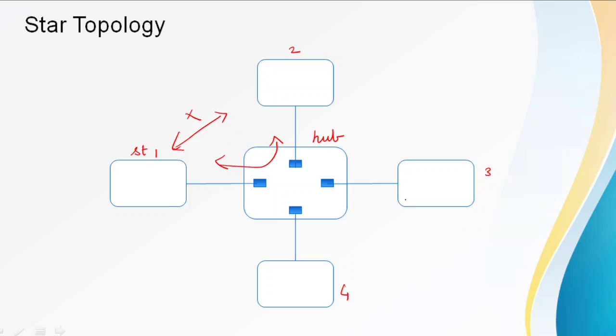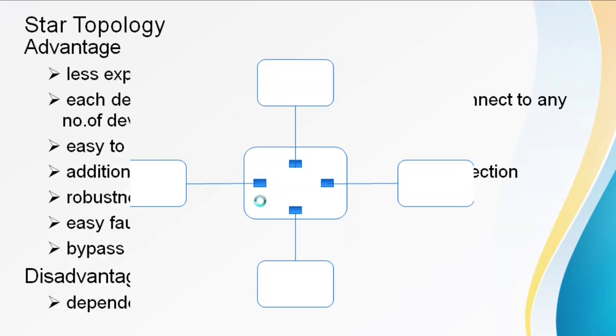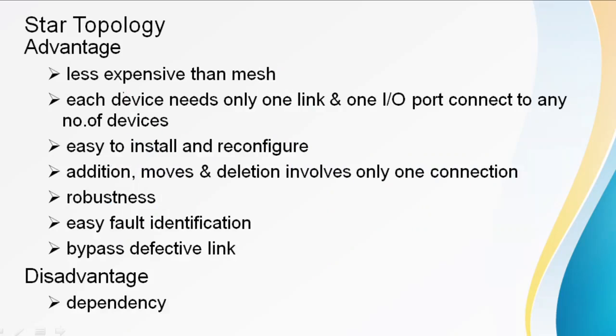So this is the 4-station star topology in which all these devices are connected to the central hub. Now we are going to see the advantages and disadvantages of the star topology. The first advantage is that it is less expensive than mesh, because in mesh each and every device must be linked. Here it has a hub. Only the hub to device connection exists. Here each device needs only one link and only one I/O port to connect to any number of devices.